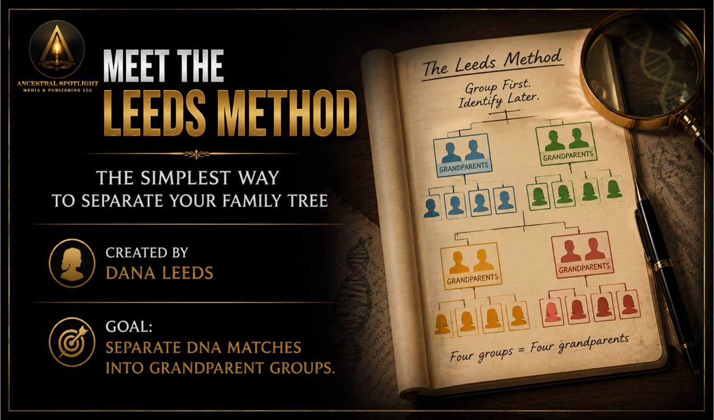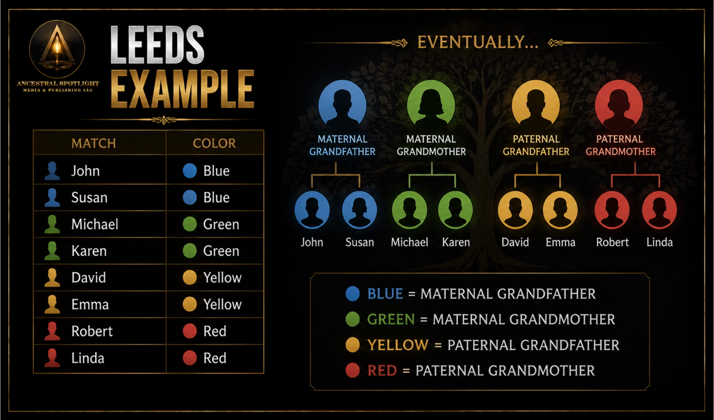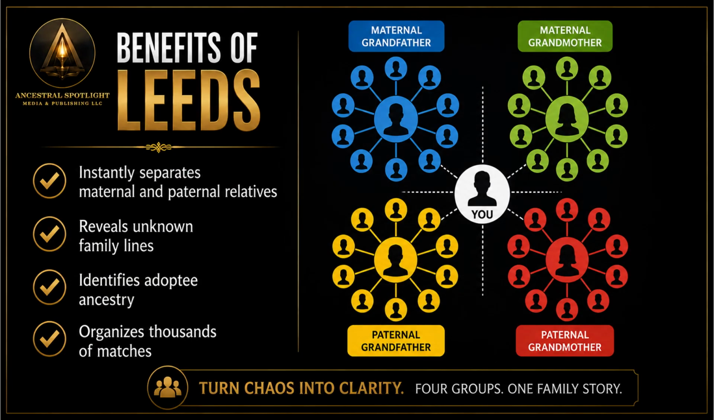The Leeds Method revolutionized genetic genealogy because it's incredibly simple. Instead of trying to identify every cousin, you group people who all match each other. Eventually, those groups represent your grandparents. The magic happens because DNA relatives from the same grandparent tend to match one another. As you color these groups, patterns naturally emerge. You don't initially know who these people belong to. The colors come first. The identities come later. If you've ever stared at thousands of DNA matches wondering where to begin, this is your answer.